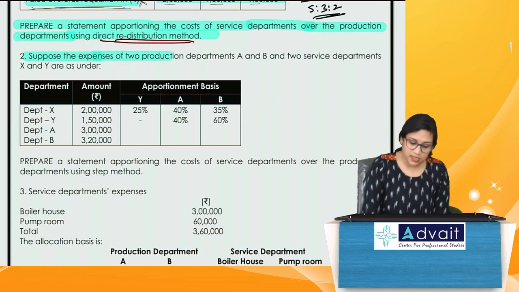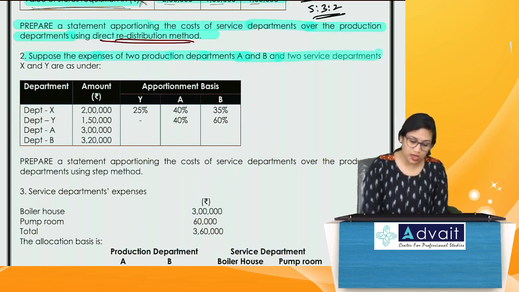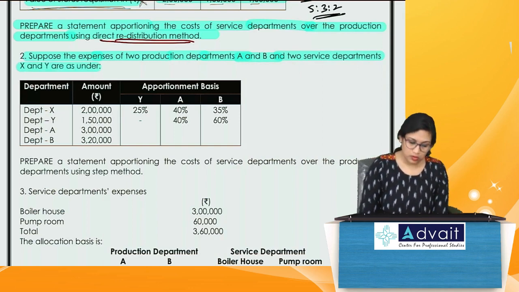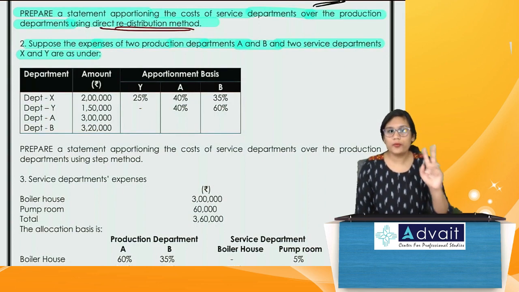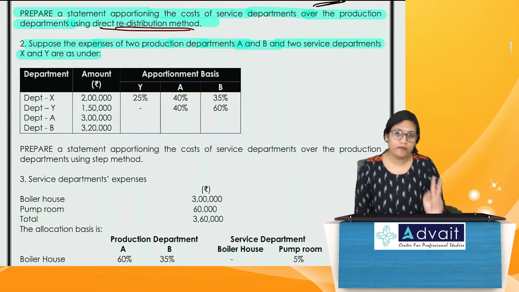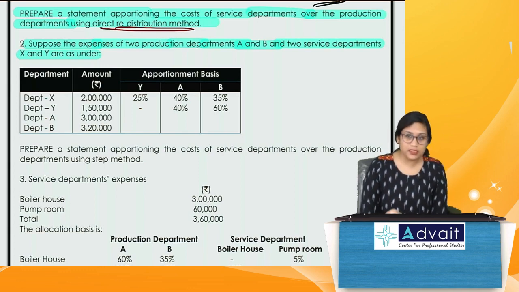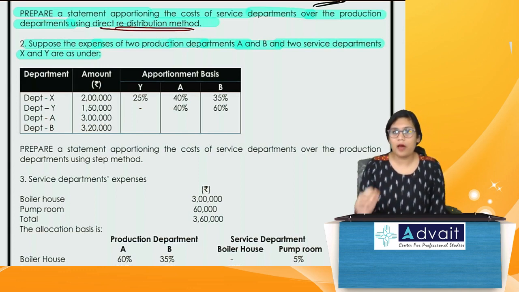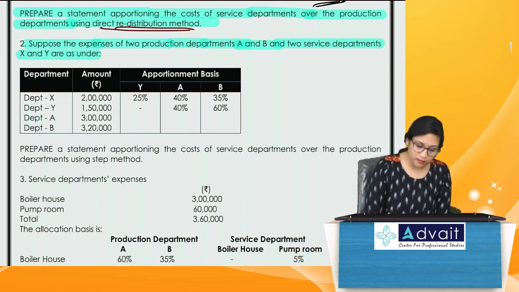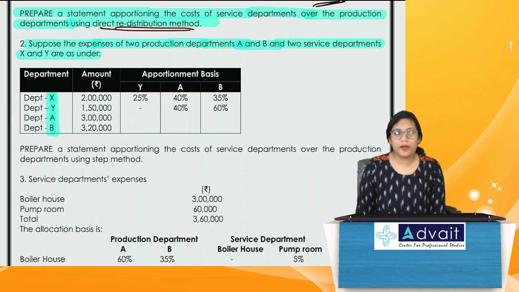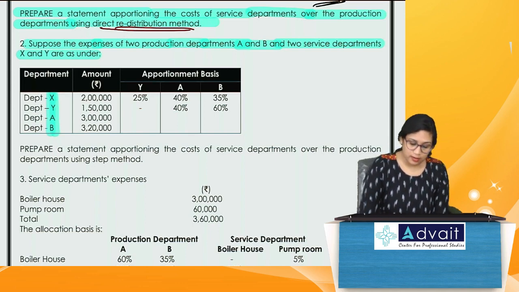Suppose the expenses of two production departments A and B and two service departments X and Y are as follows. So we have two production departments and two service departments. X and Y are my service departments. A and B are my production departments. So what have they given? They have given you the costs after primary distribution summary for X, Y, A, B.